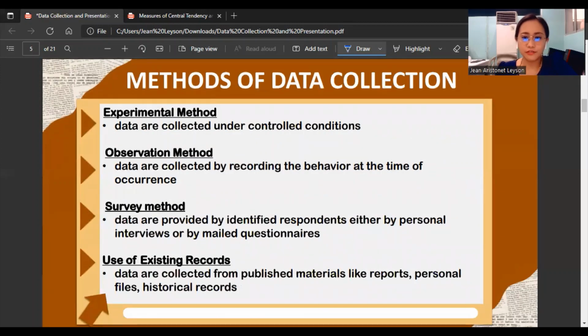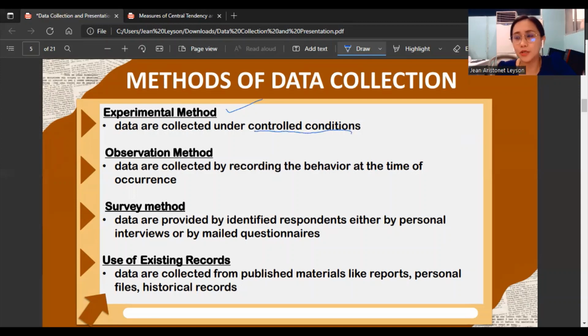So next we have the methods of data collection. There are different types or ways on how we can collect data. The first one is what we call the experimental method. In the experimental method, data are collected under controlled conditions.